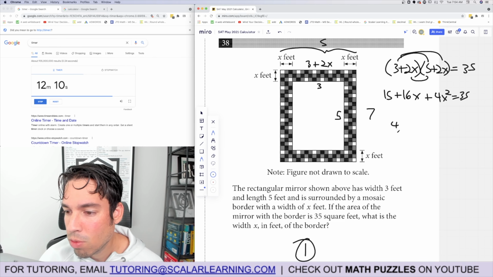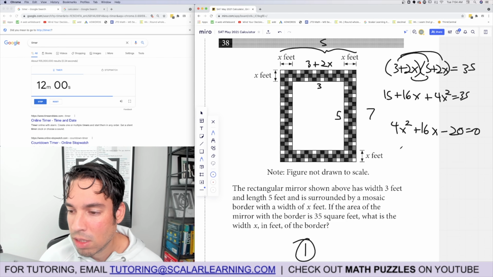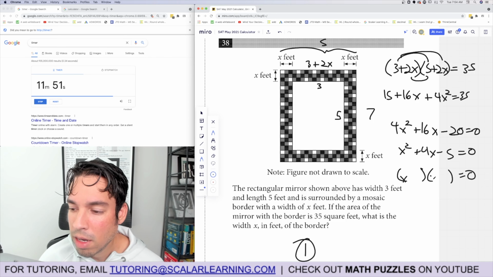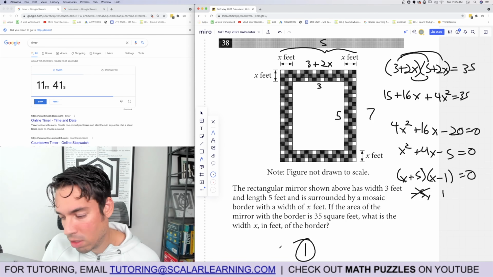Let's rearrange this. 4x squared plus 16x. Then I'm going to subtract 35 from both sides. Minus 20 equals 0. Divide everything by 4 because I can just throw that away because there's 0 on that side. X squared plus 4x minus 5 equals 0. Factor. X, it's got to be plus 5 minus 1. We get solutions of negative 5 and 1. That's obviously a throwaway because it can't be a negative, and you also get 1 there.